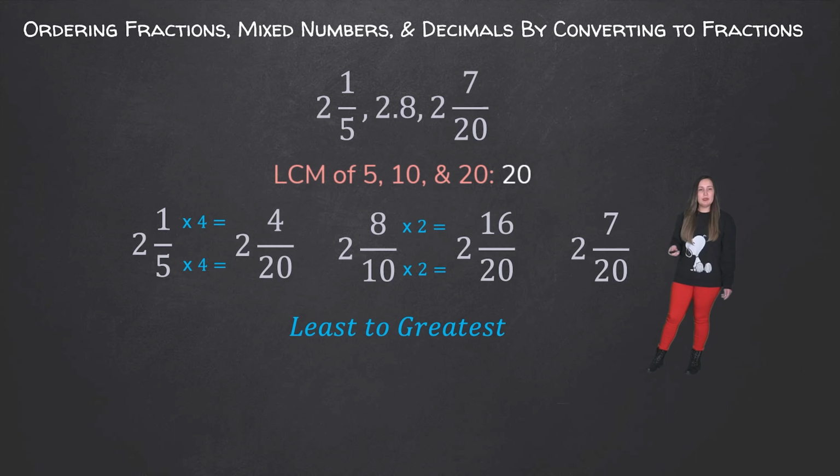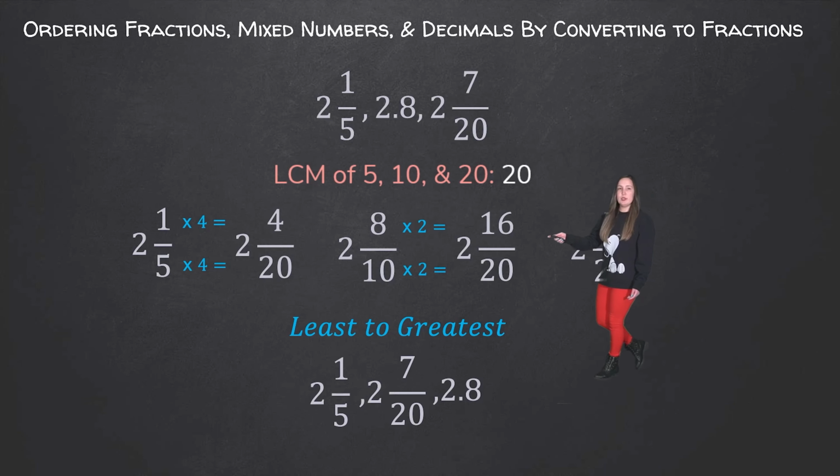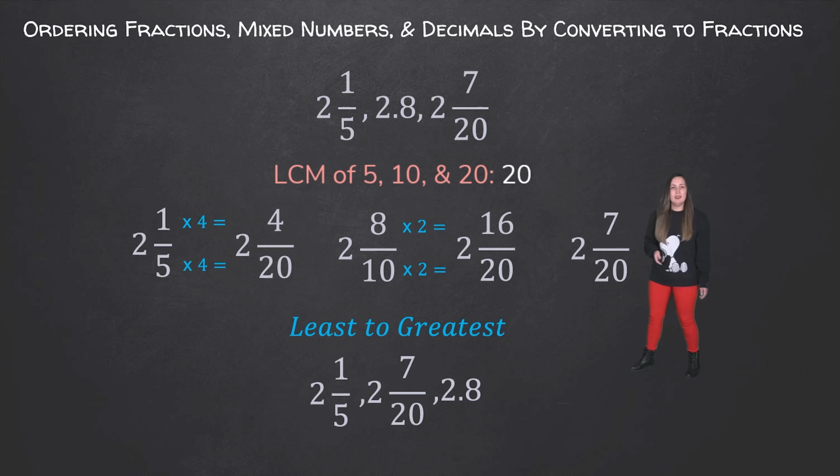And so now we're going to order our numbers from least to greatest. So we have 2 and 4 over 20, 2 and 16 over 20, and 2 and 7 over 20, making 2 and 4 out of 20 the smallest, and that is equivalent to 2 and 1 over 5. Then we have 2 and 7 out of 20, which we originally started with as 2 and 7 over 20. And then finally we have 2 and 16 over 20, which is equivalent to 2 and 8 tenths. And that's our values written in order from least to greatest.